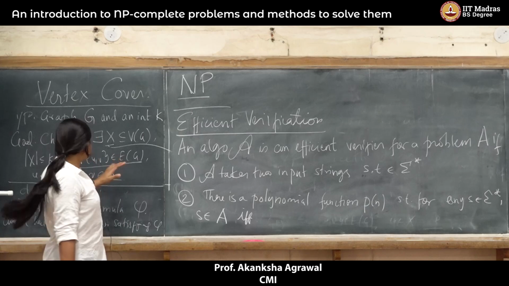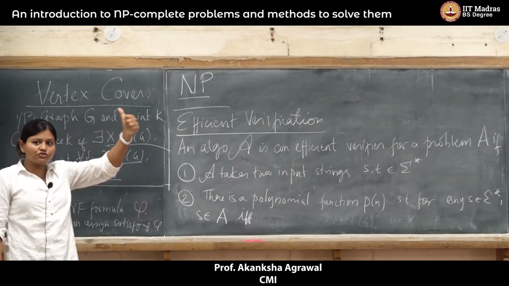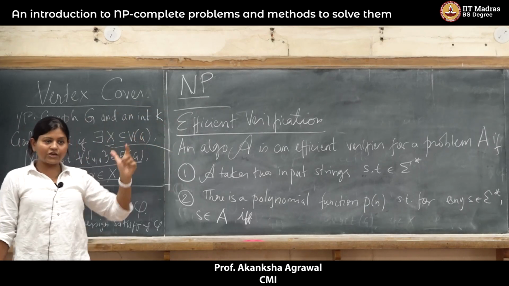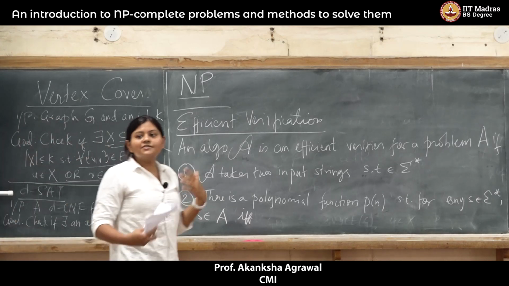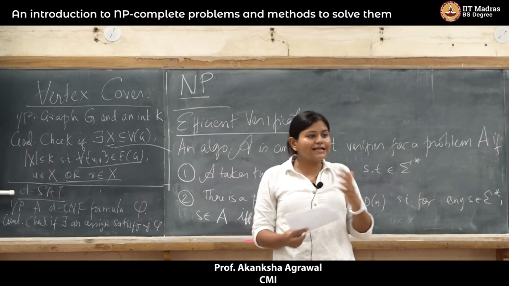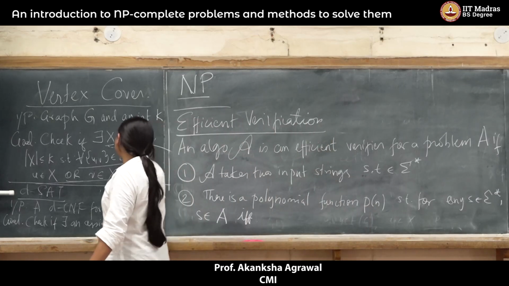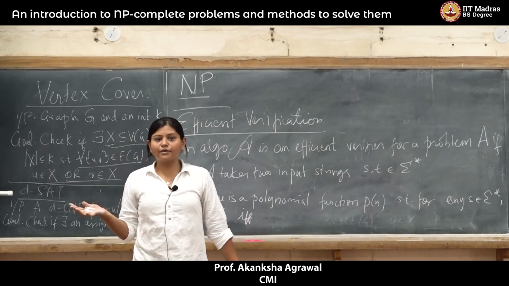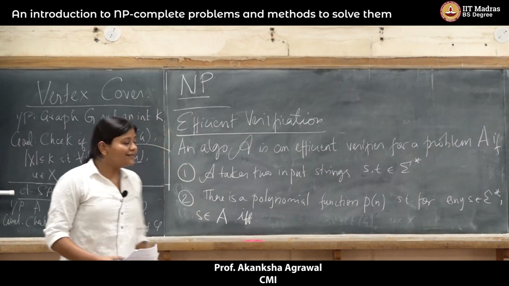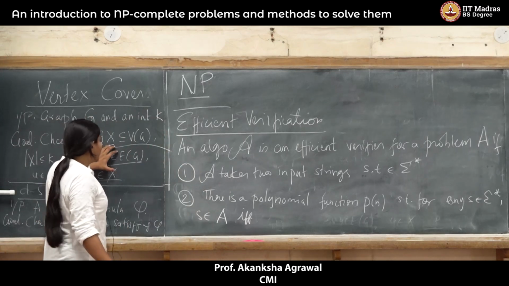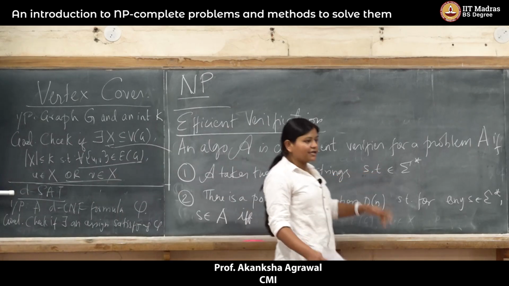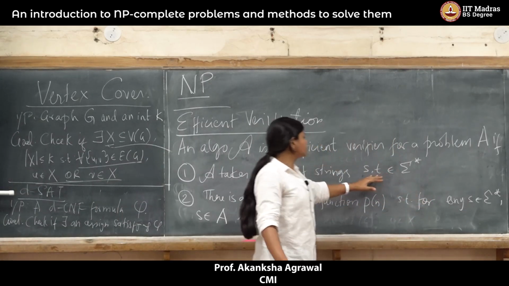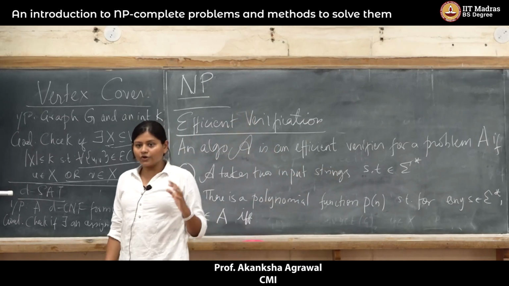So I asked for such a set, right? Here it is simple. You have to check whether the set has size at most K or not, and you have to check this condition, right? But if the conditions are more complicated, it is not even clear if you can check these conditions in polynomial time, correct? So we want that you should be able to check the proof in polynomial time. This string T is a certificate or a proof for S being in the language, okay?